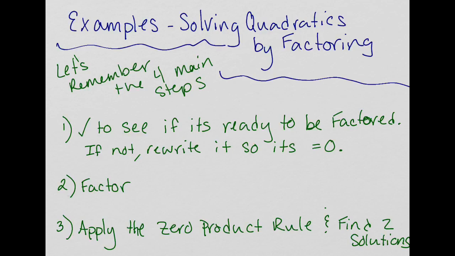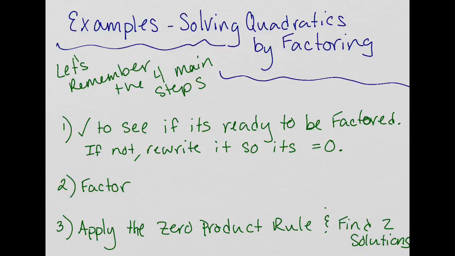This video is to show two more examples of solving quadratics by factoring. Let's remember the four main steps that we reviewed in the previous video. So number one is to check to see if the expression or equation is ready to be factored. If not, we're going to need to rewrite it so that it's equal to 0.